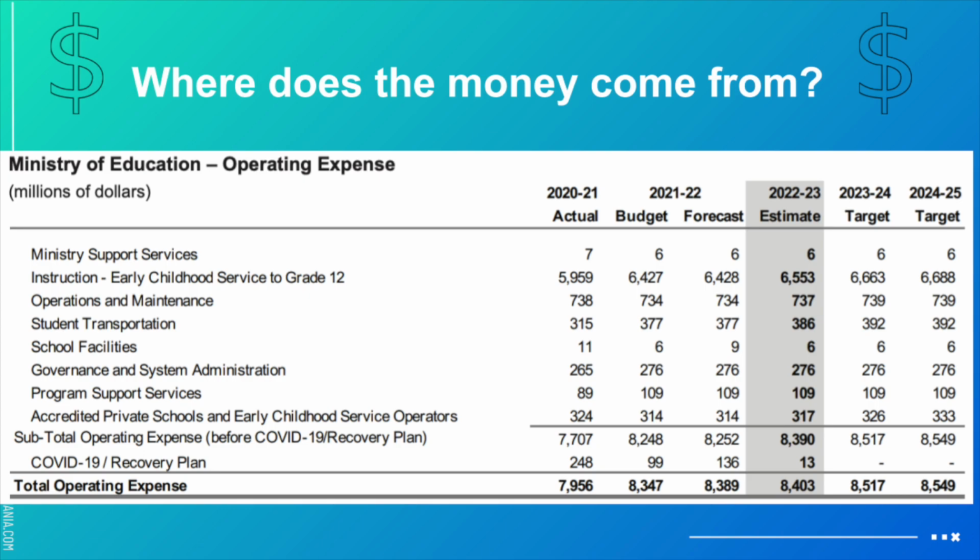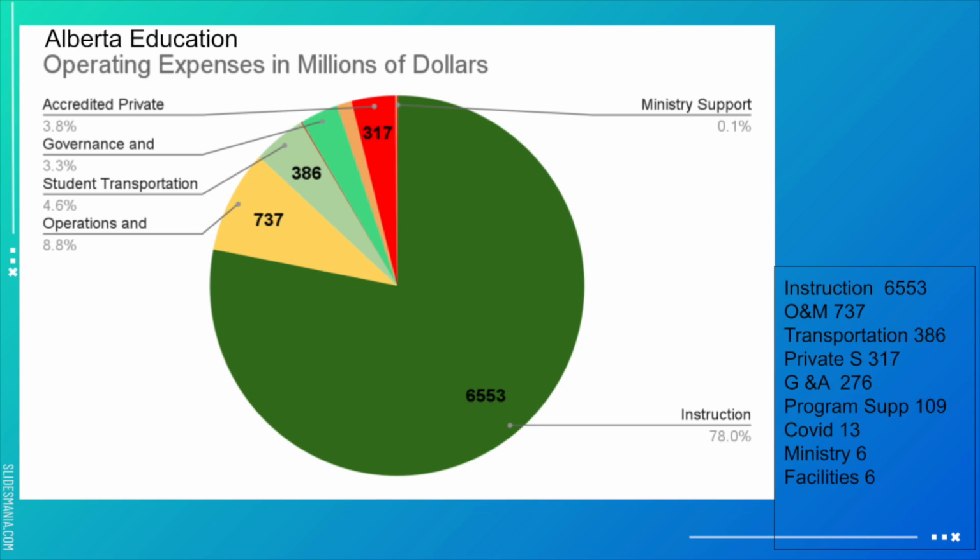So for example, when I look at instruction for early childhood service to grade 12, I can see that there are $6.5 billion that are assigned in the province for that category. When you cut the budget up and think of it more like a pie, it's easier maybe for you to see. This is what the funding to education looks like for the province. And as you can see, it's a big green area. That big green area is the instruction piece, which makes up about 78% of the entire budget. So it's a huge chunk.